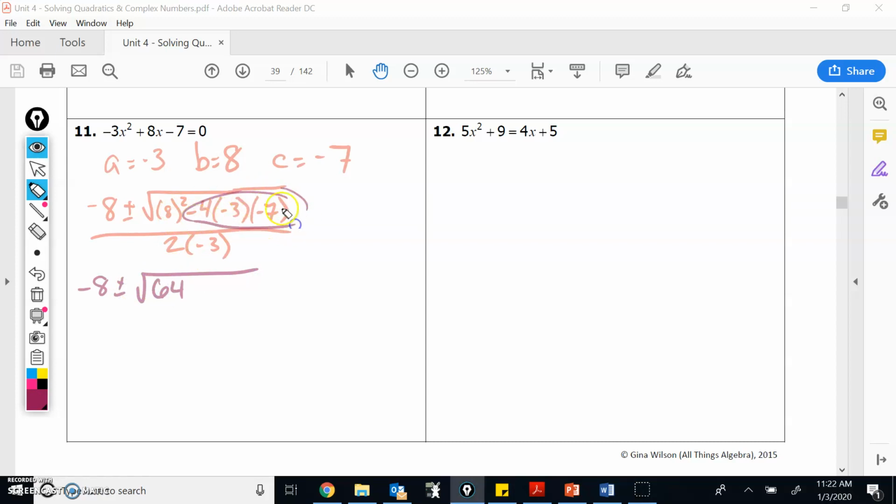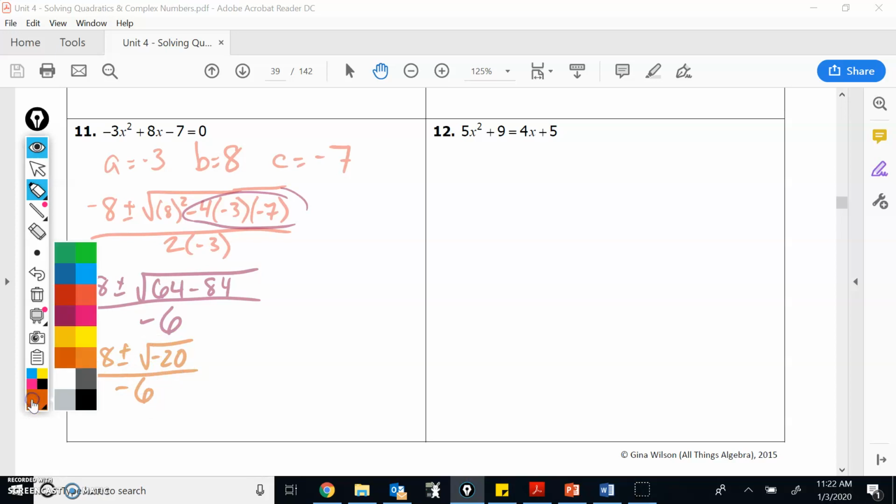Multiplying all these together, we get negative 4 times negative 3 times negative 7 is a negative 84. And that's all divided by negative 6. Then doing inside the square root, we get negative 8 plus minus square root of negative 20 divided by negative 6. Simplifying the square root of negative 20, we get negative 4 times 5, or 4 times 5.